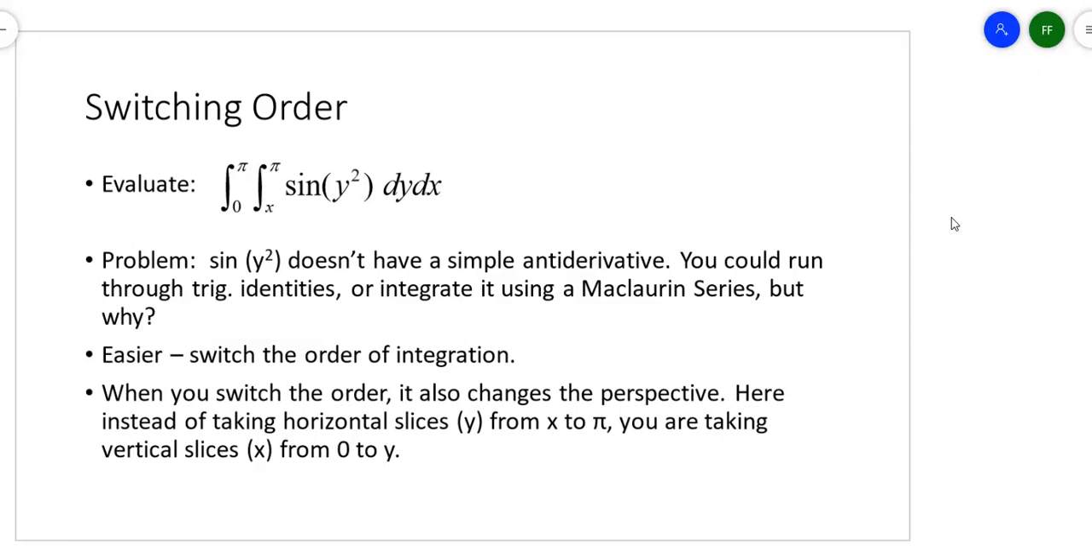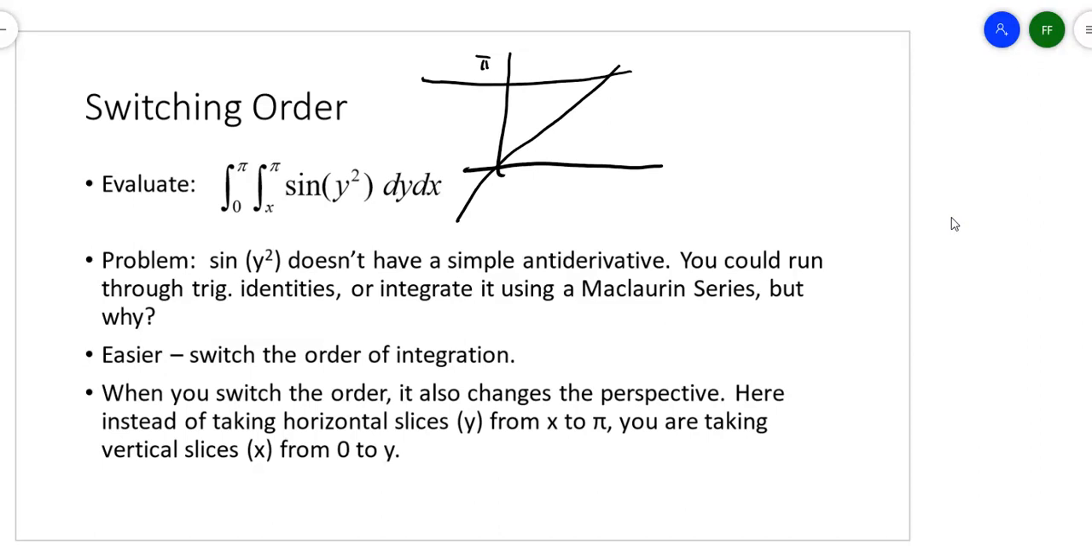So let's take a look at our picture so far. Right now, our region says we're integrating from x to pi. So in other words, I'm drawing y equals x like so, and I'm going from y equals x to y equals pi.